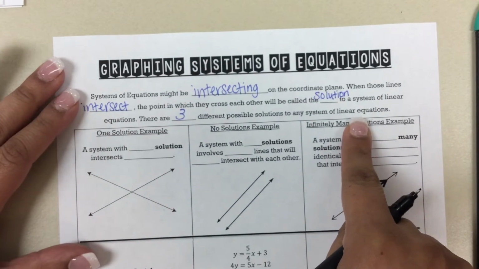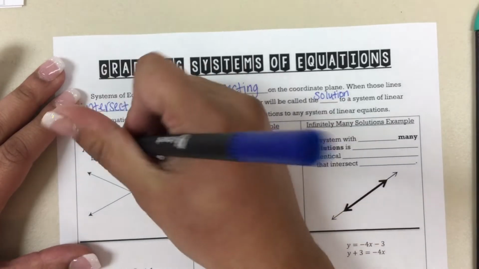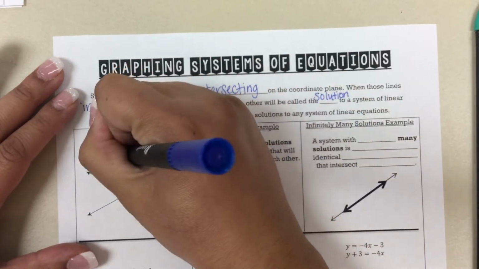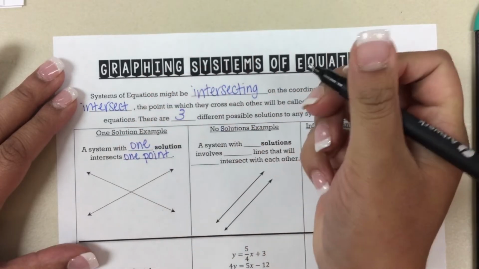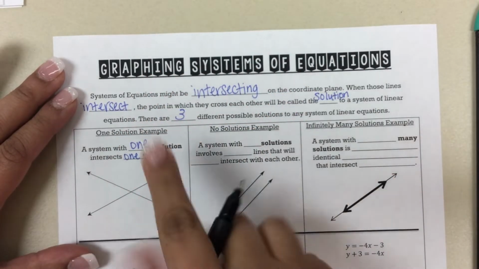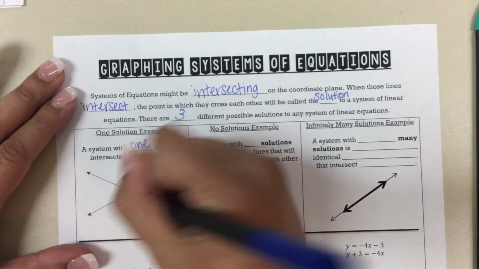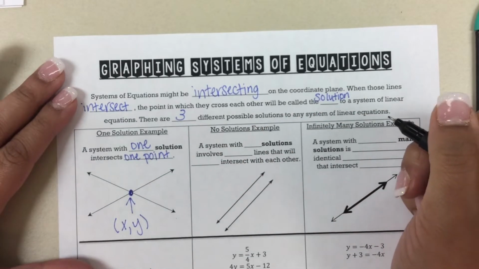The first type of solution, there is only one solution. So a system with one solution intersects at one point. Okay, so whenever you have your 2 lines, this point of intersection right here, you write your answer as a coordinate point. So x comes first and then y.